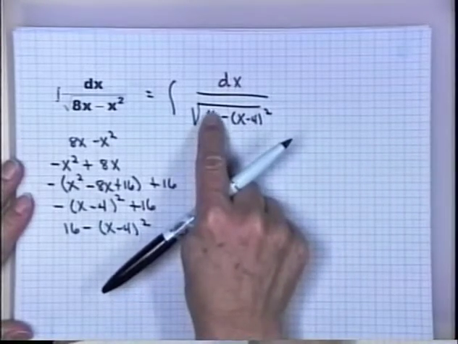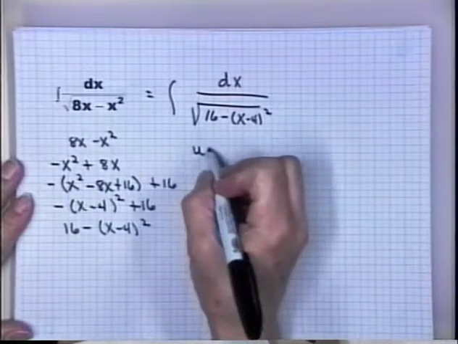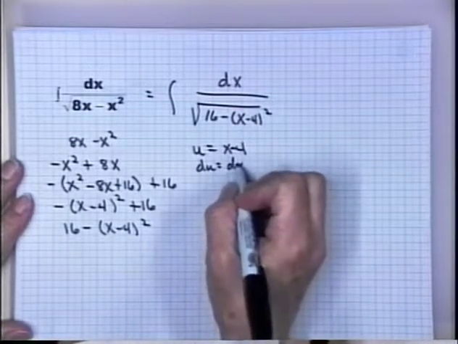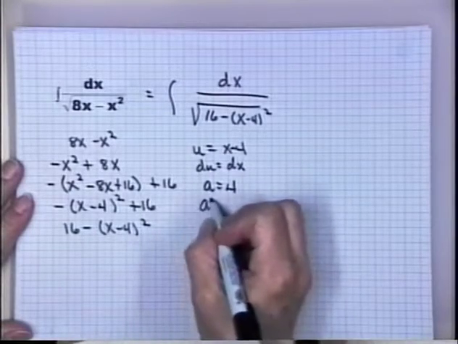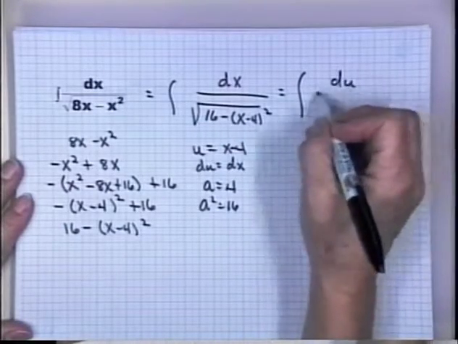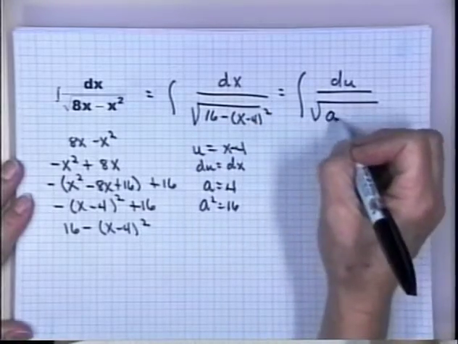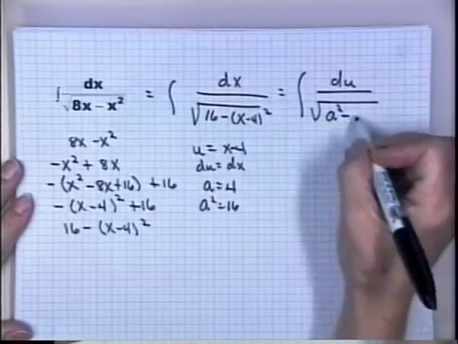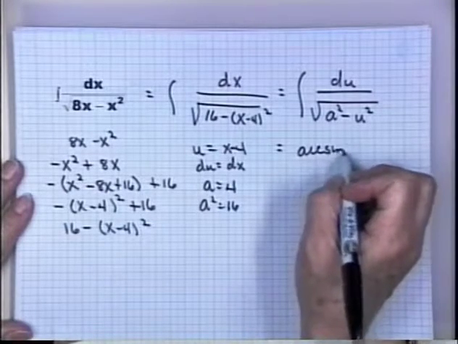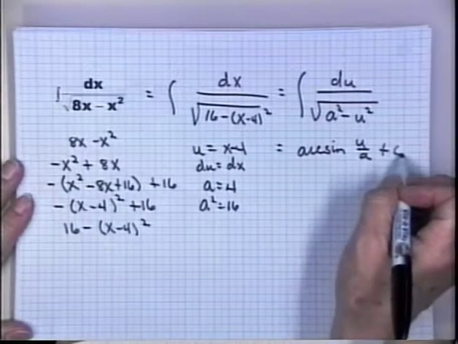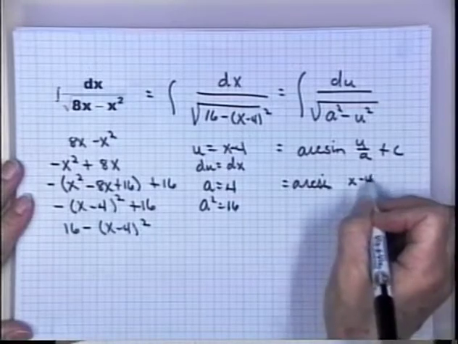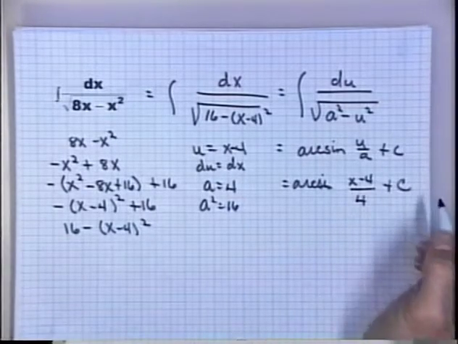Notice now I have a constant squared minus something else squared. So if we let u be our x minus 4, du is 1 times dx. If we let a be 4, then a squared is 16. Okay, so dx is the same thing as du. We have the square root of 16, which is a squared, minus x minus 4 squared, which would be u squared. So that's our basic form. We know this is going to give us an arc sine of u over a plus c. And so we have the arc sine of x minus 4 over 4 plus c.